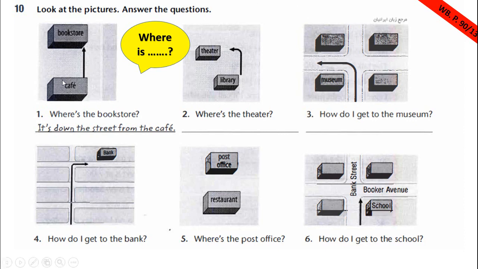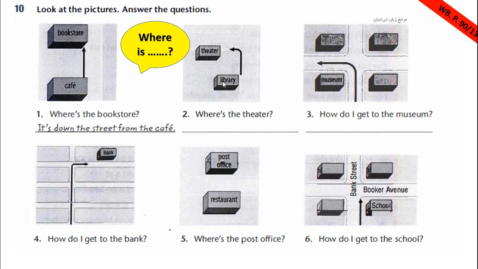Okay, I will do number 2 and 3 and maybe 4, and you will do the rest. Number 2. Where is the theater? Theater means a place for plays. Library. Can you see the library in the picture? Yes. Library means a place for books. It's nice that in this lesson we are collecting names for places.